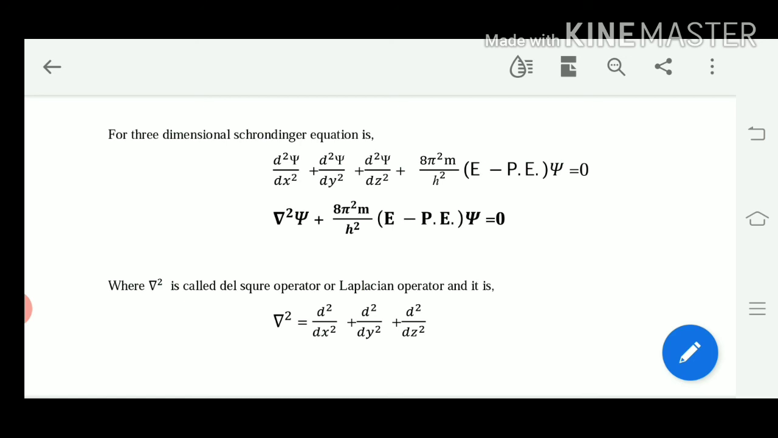So students, write this equation. This is the simplest form of this derivation, which is helpful to understand and remember this equation.